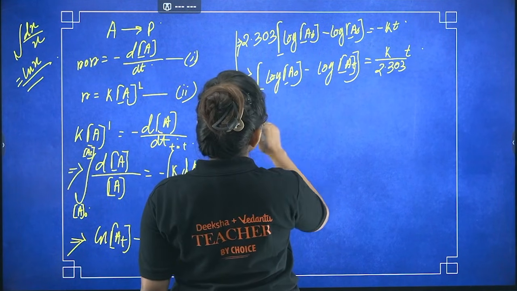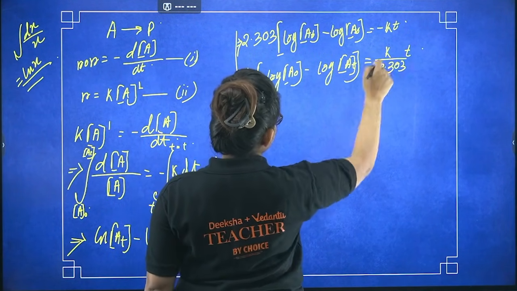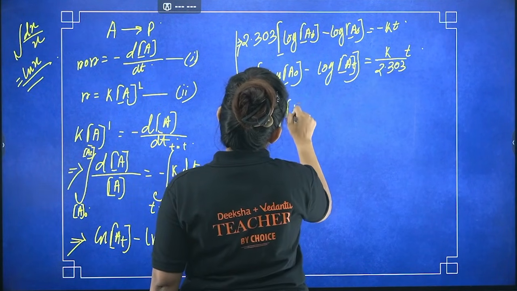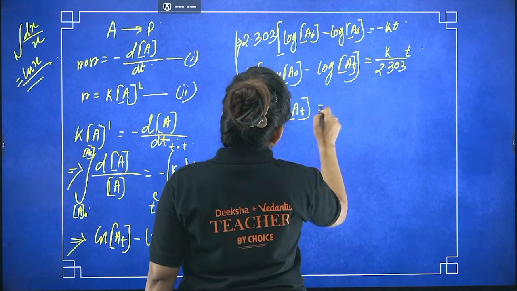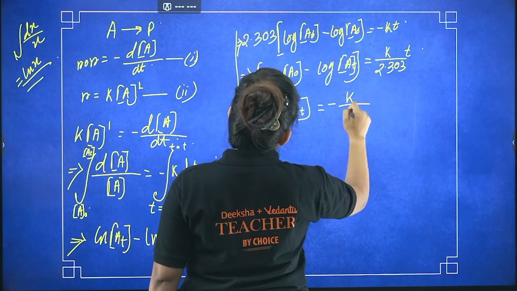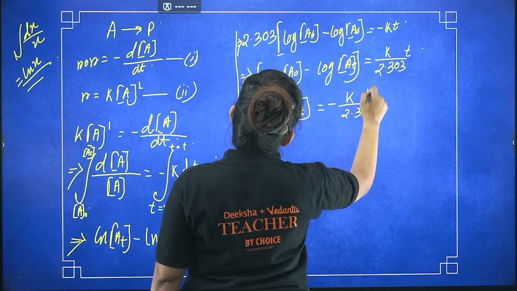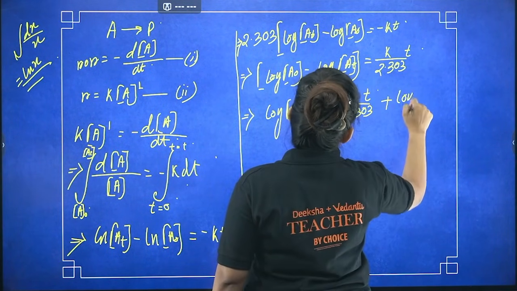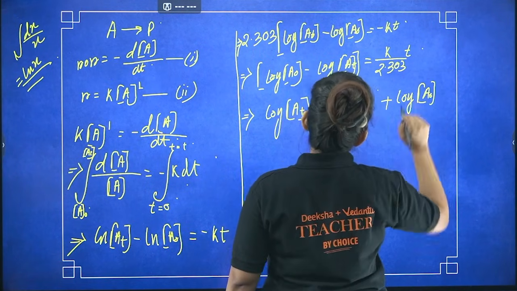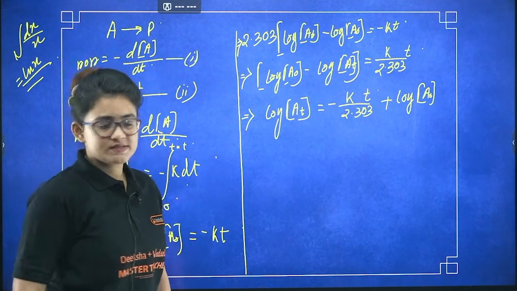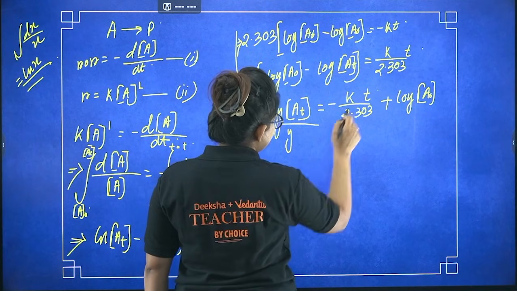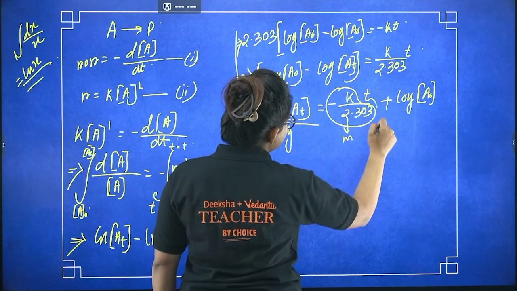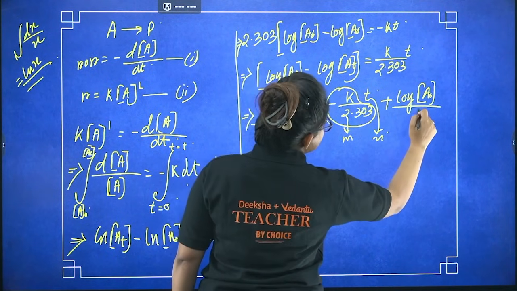So for this case, let's change the sign. I will take this to that side. I will get something like log of At equals minus K by 2.303 times t plus log of A0. What do you think? It came up as y equals mx plus c. So this is your y, this minus K by 2.303 is your m, t is your x, and this is your c.